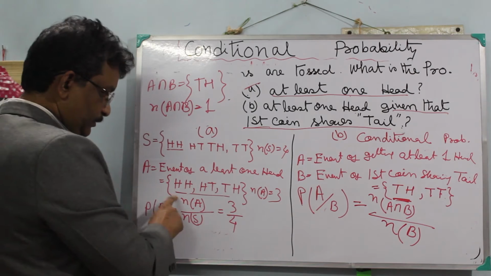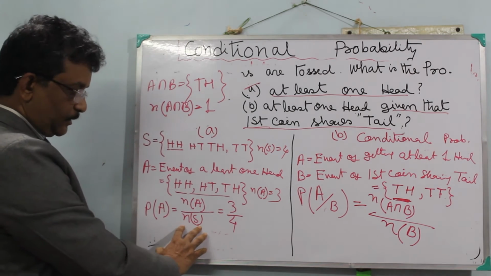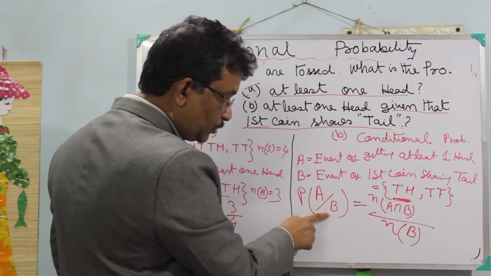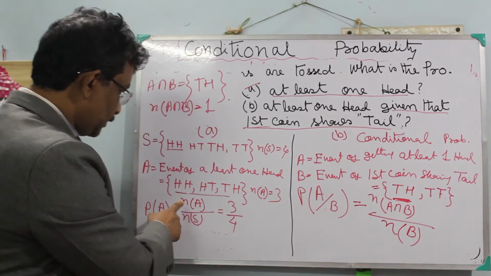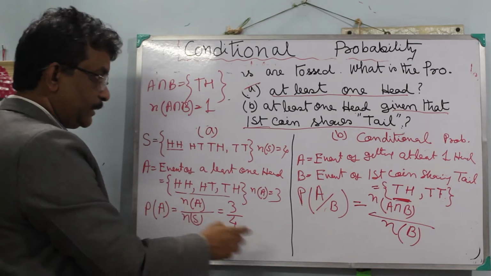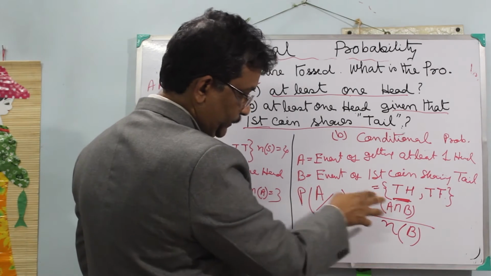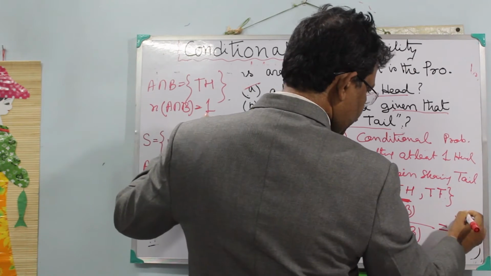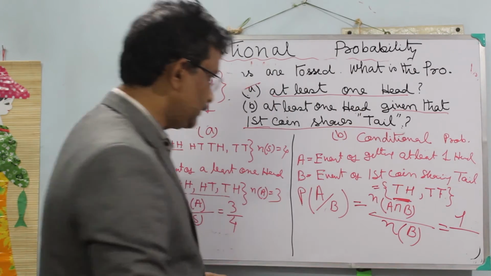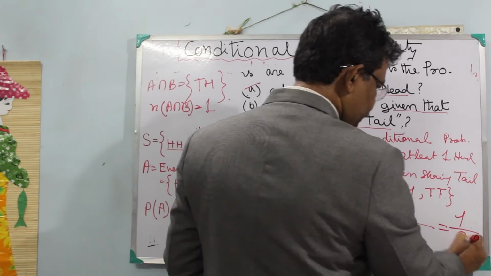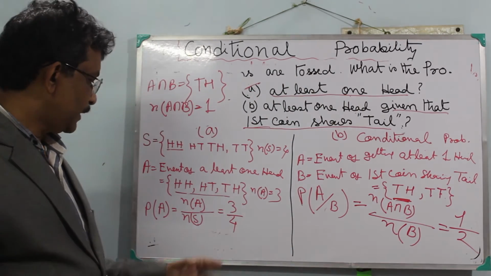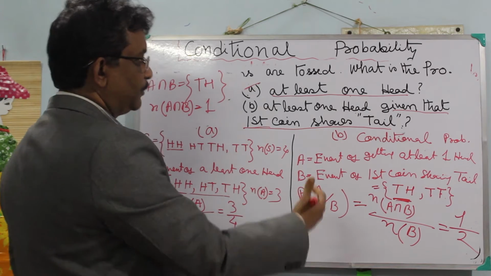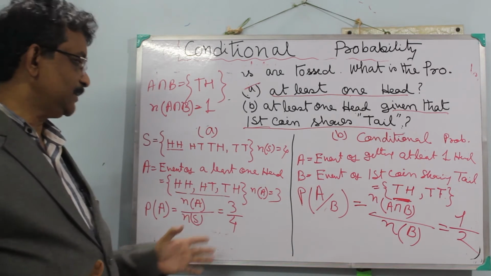You see the difference between these two. Here, the number of elements of the sample space. Here, the number of elements of the event which has already occurred. Here, the total number of favorable outcomes. Here, the intersection of A and B, the number of elements of the intersection. So the intersection gives 1 element, and here the total number of elements of set B is 2. So the probability is half. So this is half and this is 3/4. These are the two differences. I have kept both types of problems side by side so that you can understand.